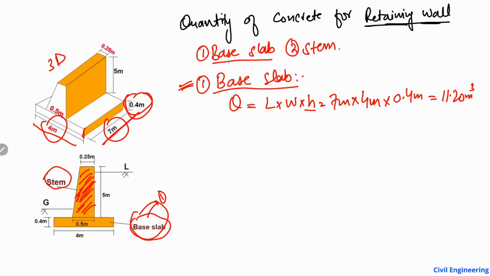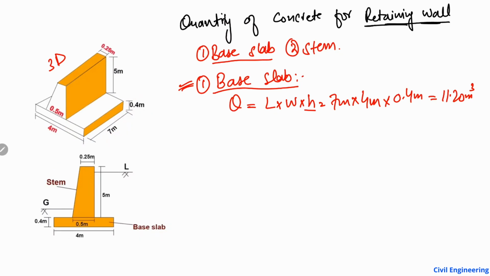Now I will remove the other things and find out the stem quantity of concrete. So this is the stem of the retaining wall. To find the quantity of concrete for the stem, the volume is a bit different from that of the base slab, because here we have a trapezoid.